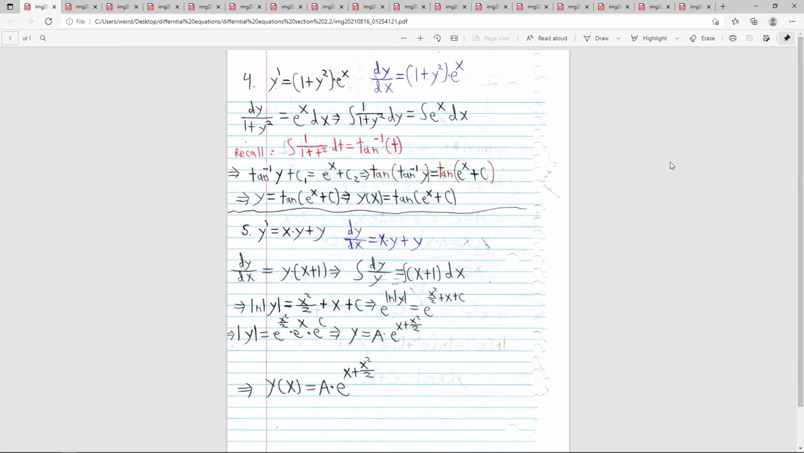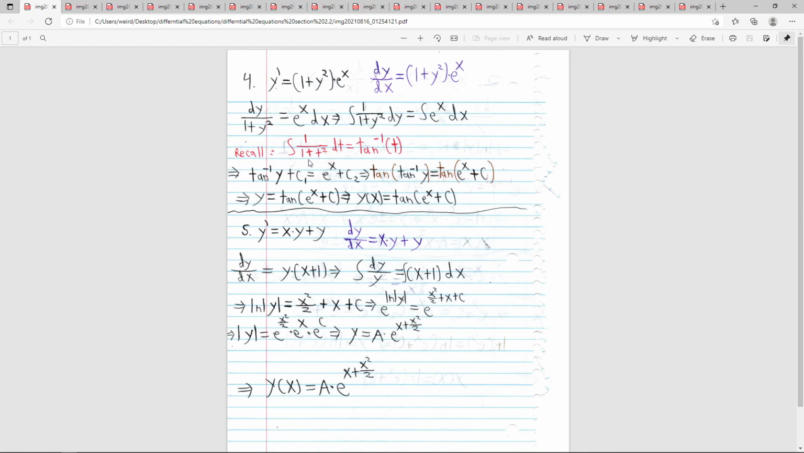Still on the same process, so we have y prime equals 1 plus y squared, all times e to the x. We write dy/dx to get dy/dx equal to (1 plus y squared) e to the x. And we divide by 1 plus y squared. And this is an interesting one. So we have e to the x on that side, so dx. So the integral of 1 over 1 plus y squared dy equals the integral of e to the x dx.